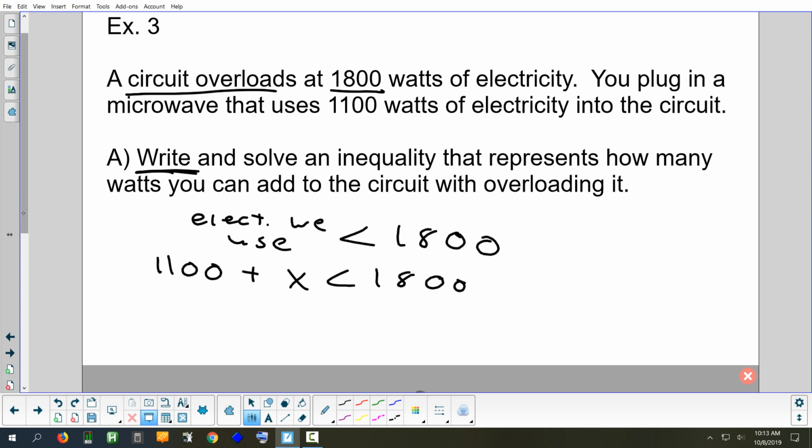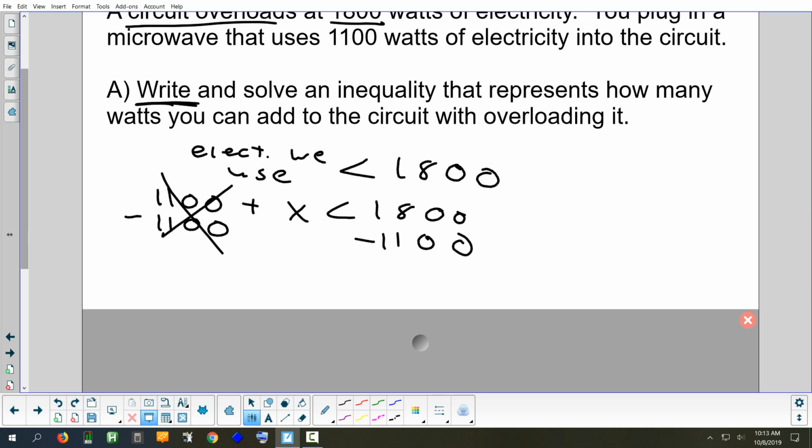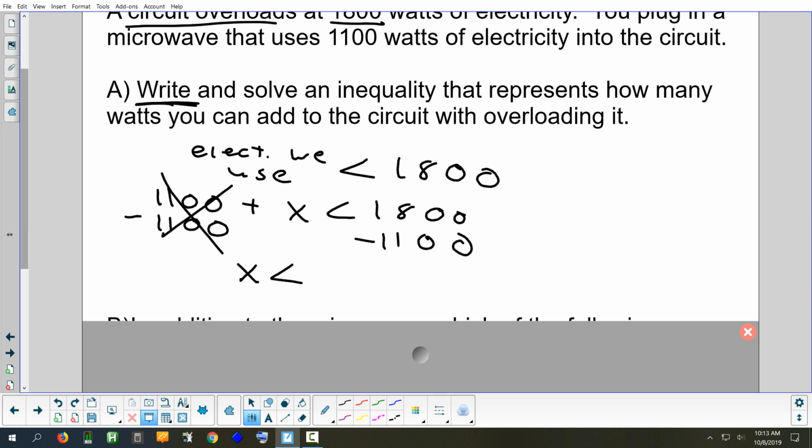Yep, what would we subtract? 1,100. Yep, 1,100. And where else do you subtract it from? 1,800. Okay, so that's going to give me x by itself on the left. And what's 1,800 minus 1,100? 700. So what does that mean?